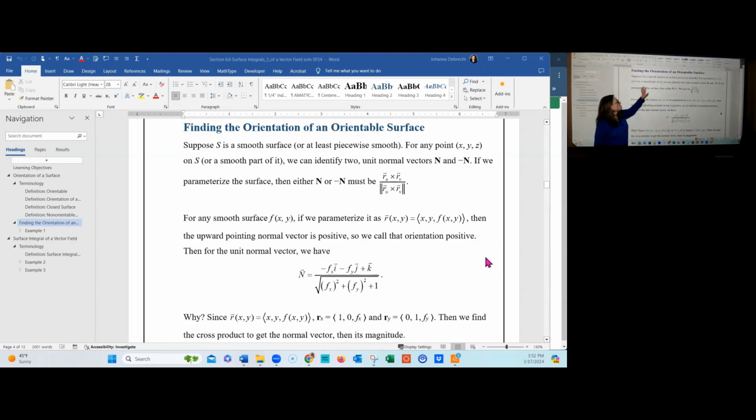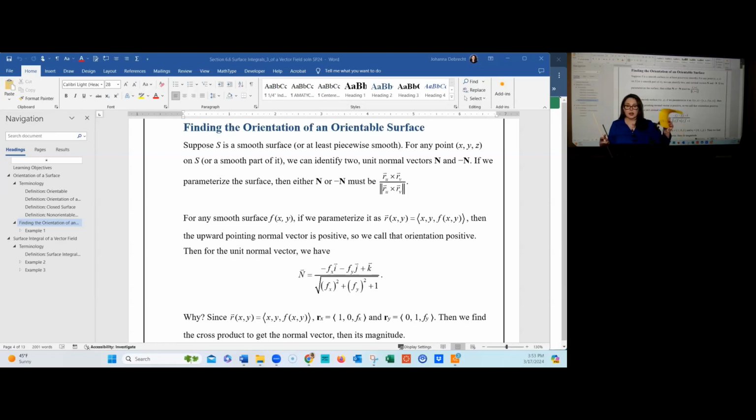We're going to start with a smooth surface, or at least something that's piecewise smooth. If it has corners or edges, there's a finite number of them. Let's suppose we take a point, (x, y, z), on our surface, some smooth part of it. Then we should be able to identify two normal vectors at any point. Let's take a surface and look at the two normal vectors on that surface.